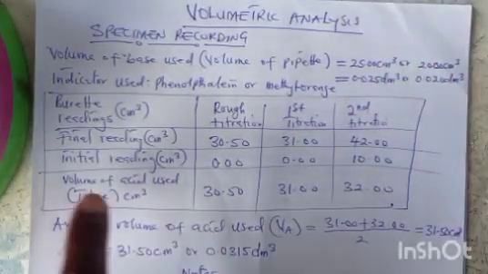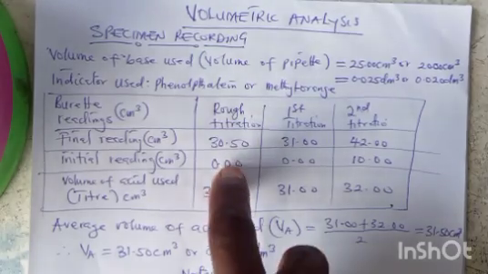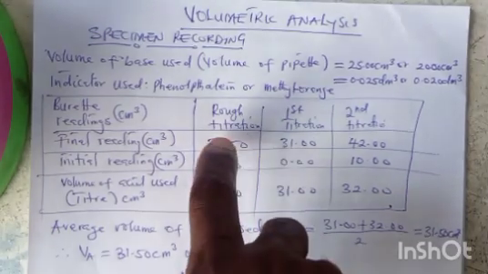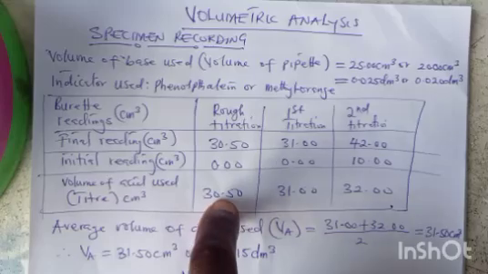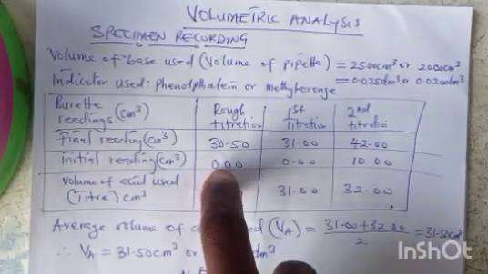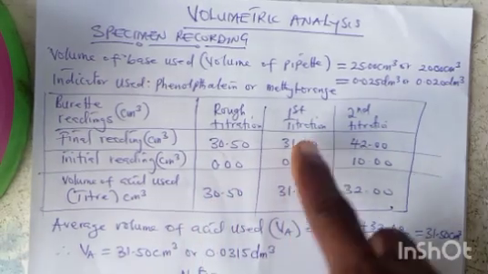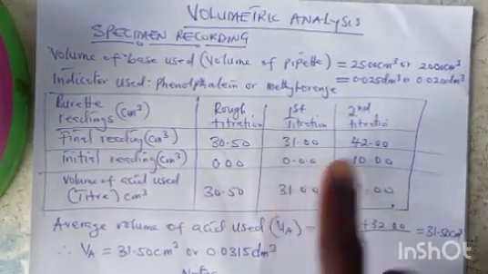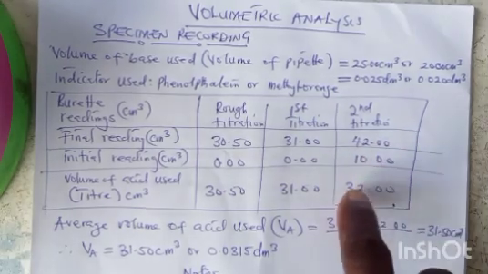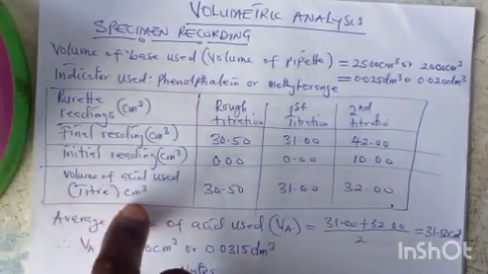Now how do you get the volume of acid used? The volume of acid used is obtained when you subtract the initial reading from the final reading. So 30.50 minus 0.00 gives 30.50. Then 31.00 minus 0.00 gives the same value. And 42.00 minus 10.00 gives 32.00. That is how we get the volume of acid used, also called the titres.